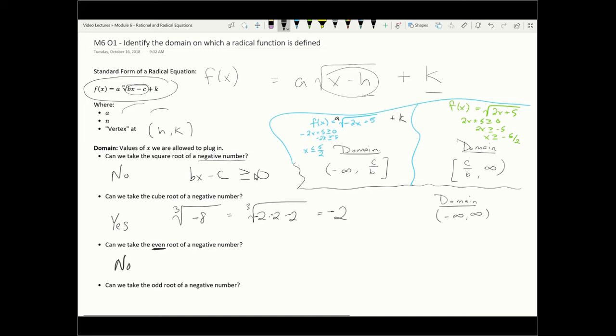We can't take the square root of a negative. We can't take the 4th root, 6th root, 8th root. These are all going to give us imaginary numbers. And in the reals, we can't take an even root of a negative number. So we'll do the exact same thing. Take what's underneath the radical, set it greater than or equal to 0. And then for odd roots, it doesn't matter whether we have 3 or 5 or 7. We can always take the odd root of a negative number and it'll still be real. So our domain is, again, everything.